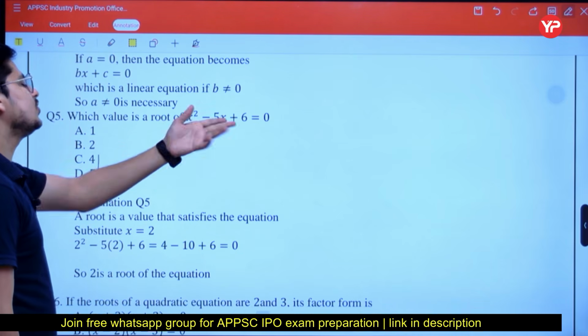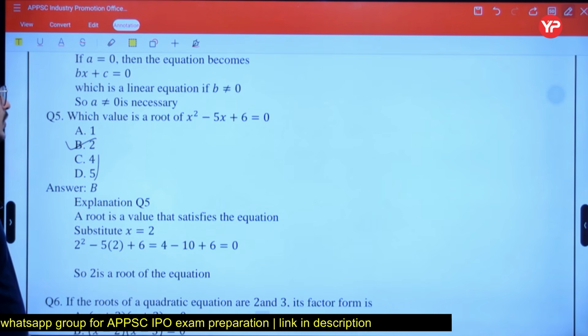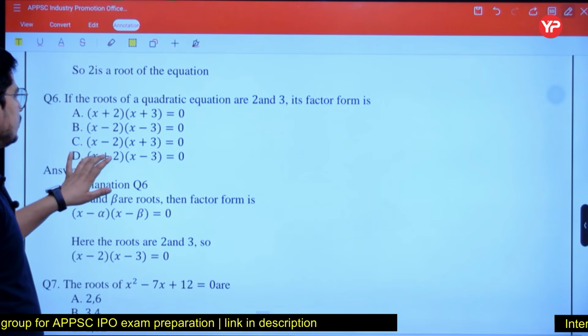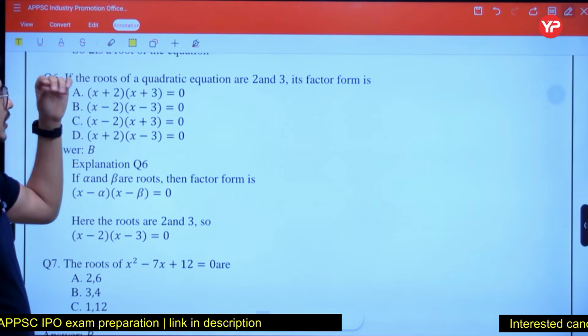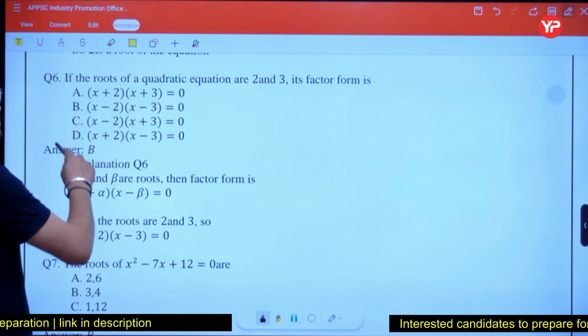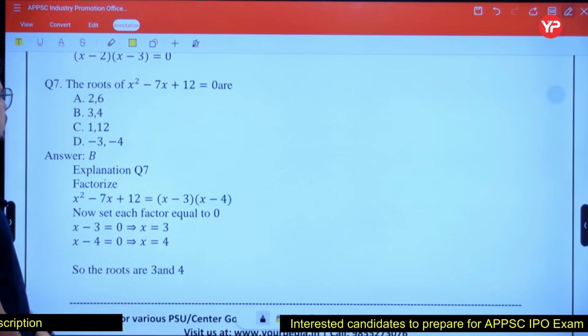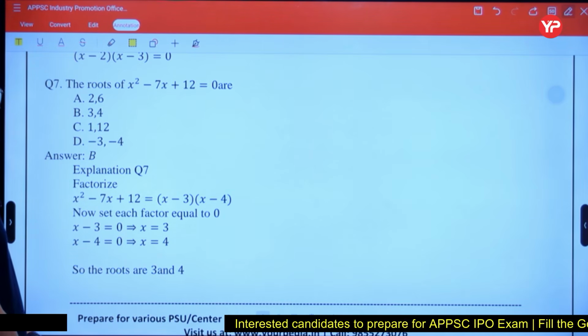Or directly solve this equation by factorization, it's up to you. If you put the value 2 here, then it will satisfy that equation. If the roots of a quadratic equation are 2 and 3, the factor form is x minus 2, x minus 3, like that. Now, the roots of x square minus 7x plus 12 equals 0.